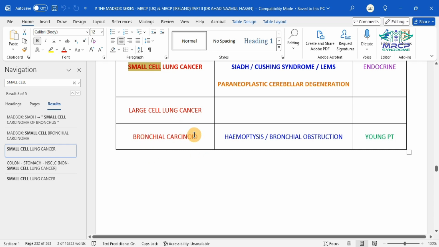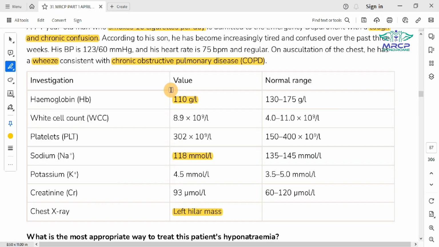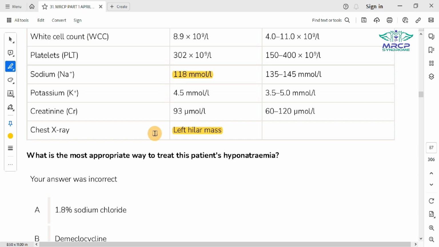And bronchial carcinoid usually occurs in a young patient. The patient usually comes with recurrent hemoptysis. There will be features of bronchial obstruction, and if you go for bronchoscopy, there would be a cherry red type of lesion. So in this scenario, this is SIADH as a result of underlying paraneoplastic small cell lung cancer.